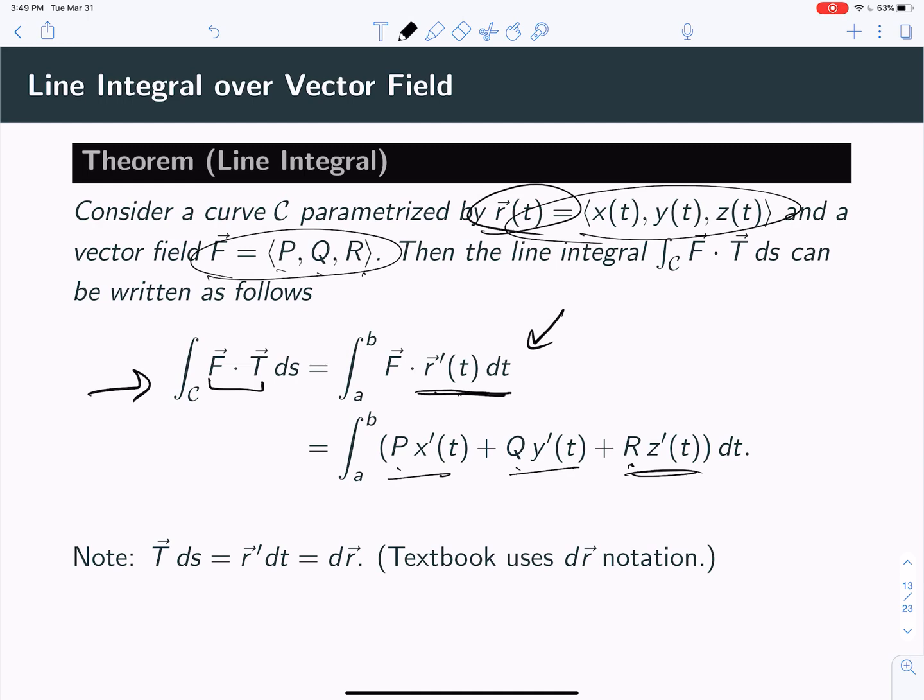Okay? One thing the textbook does if you're reading in the book is I prefer this here. This is what we just explained, but the book will write this as dr. I think that's a mistake, but I don't write the textbook, so I don't get to do that. So you will only see me use this notation, but if you do look in the book, they're going to say dr.